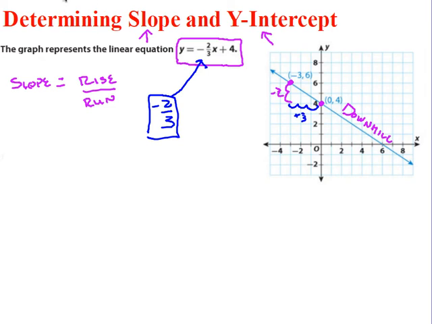Now I want to talk about this word y-intercept right here. I said we're going to determine the slope, which we already did by counting the rise and the run, but I also want to determine the y-intercept. So let's think about what that word intercept means. Intercept means when we cross something, okay? When we intersect with something.